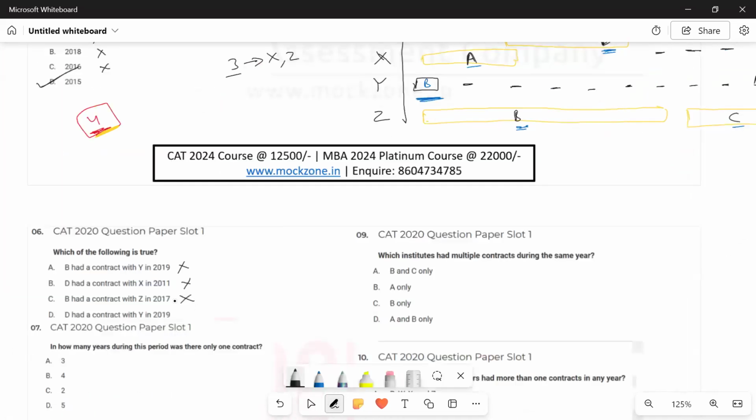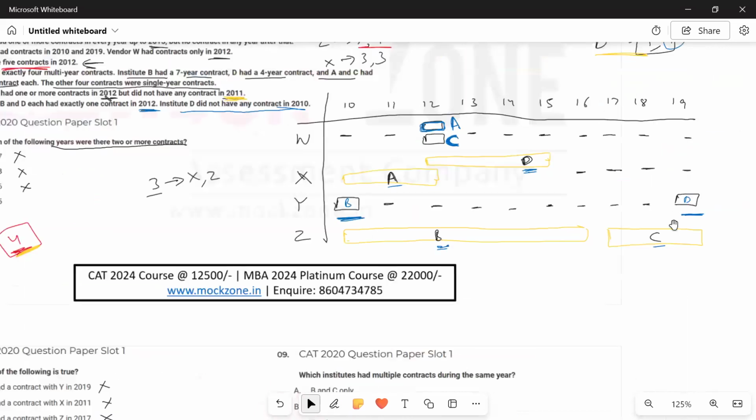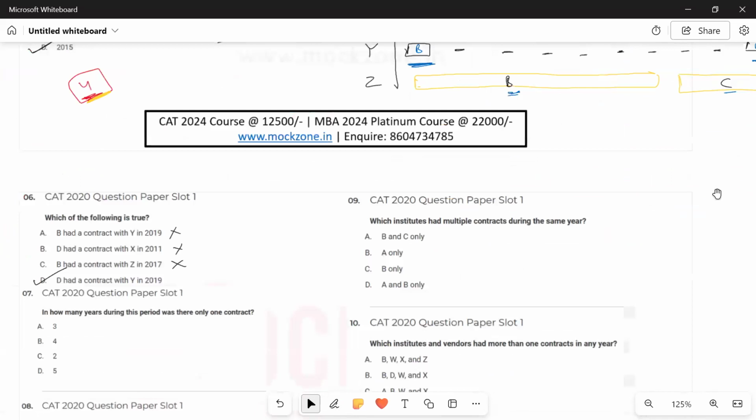So obviously the answer is D, but let us see the statement. D had a contract with Y in 2019, which is true. We can see it from the diagram. So the answer is D.